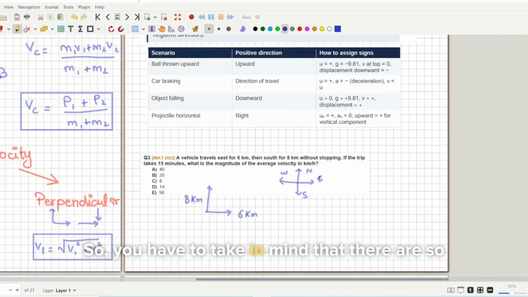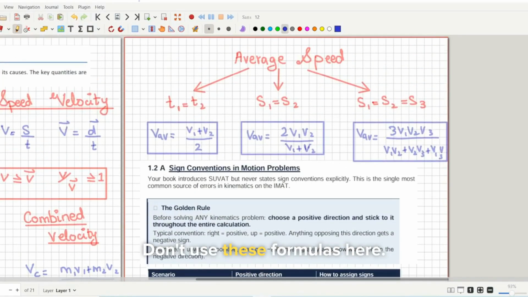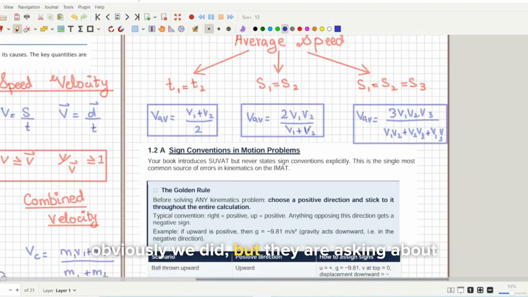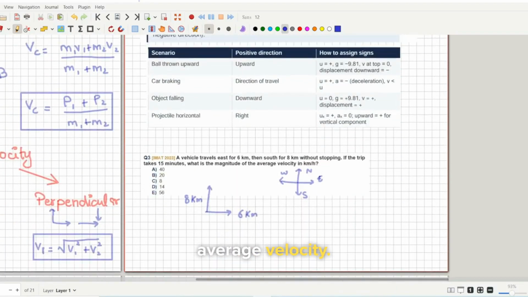So you have to keep in mind that there are so many things happening at the same time. The first thing that you need to find is the average velocity, not average speed. Most of the students get these kind of things wrong. They are asking about average velocity, not average speed. Don't use these formulas here. We studied about these formulas, obviously we did, but they are asking about average velocity.